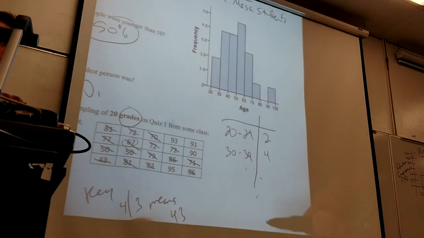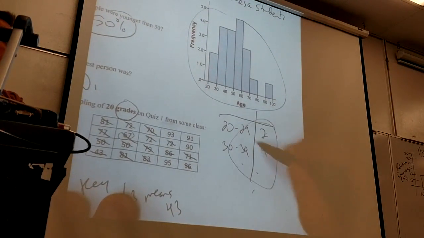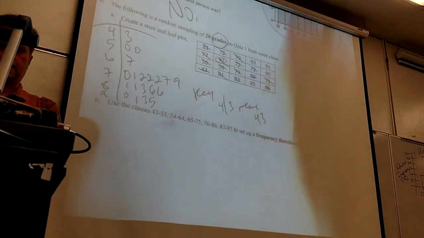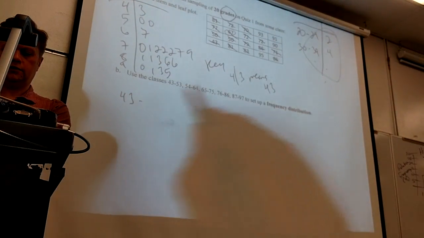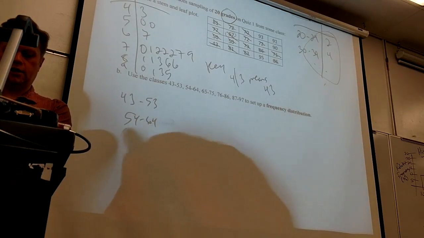So what we're going to do is, we don't have the visual, so we're going to create this kind of thing from the actual data itself. So my classes are 43 to 53, 54 to 64, and so forth.